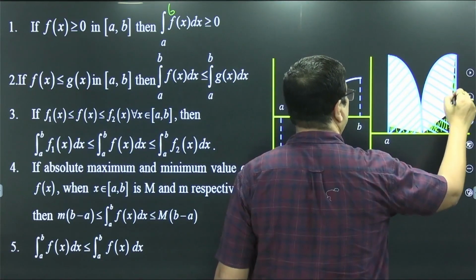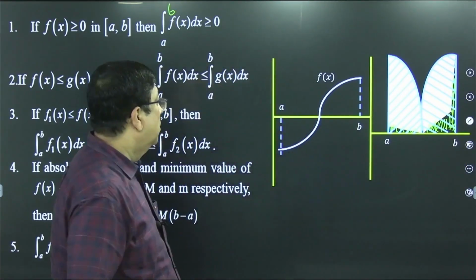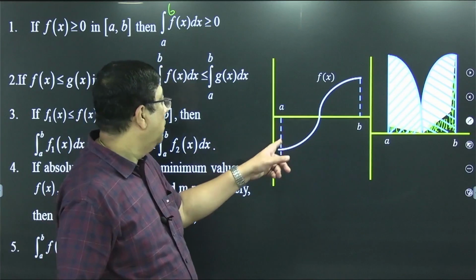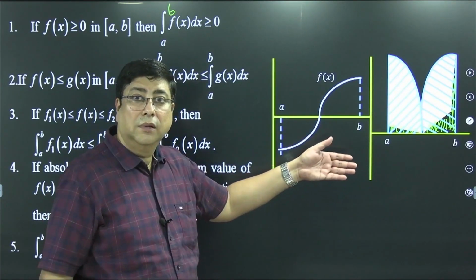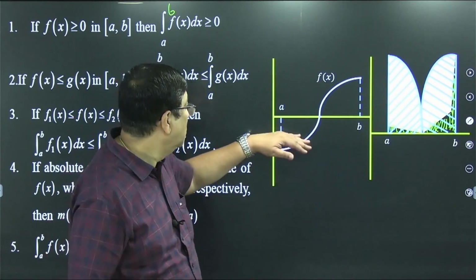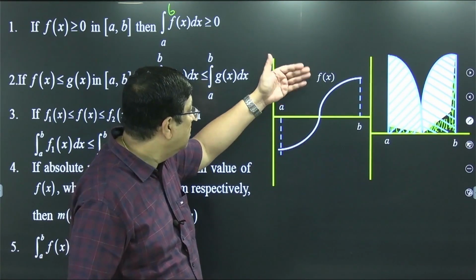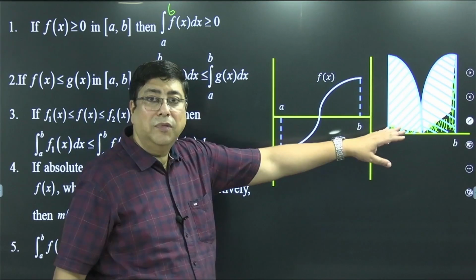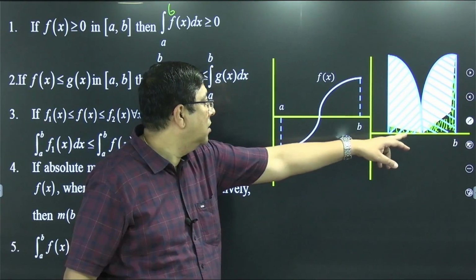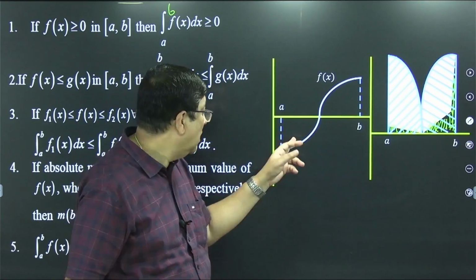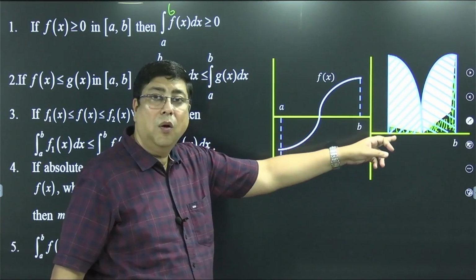Total area we are taking between a to b, f(x) dx. If we give the mod of this, this will be inverted if it is of this type. So obviously this area is more than this area, because here negative is working, but here all are positive.